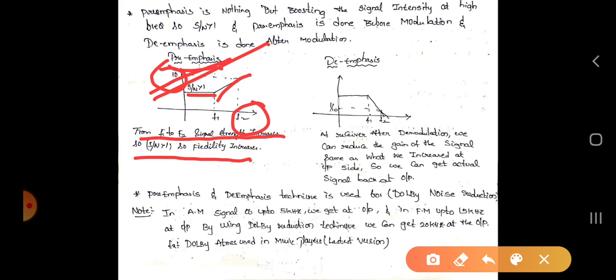Pre-emphasis is always done before modulation only. We cannot do it after modulation, because after modulation the signal frequencies, everything is changed, because after modulation the signal will not be in the kilohertz range of frequencies, it is always in the gigahertz range of frequencies. So we have to do everything before modulation itself. So pre-emphasis is also done before modulation only.